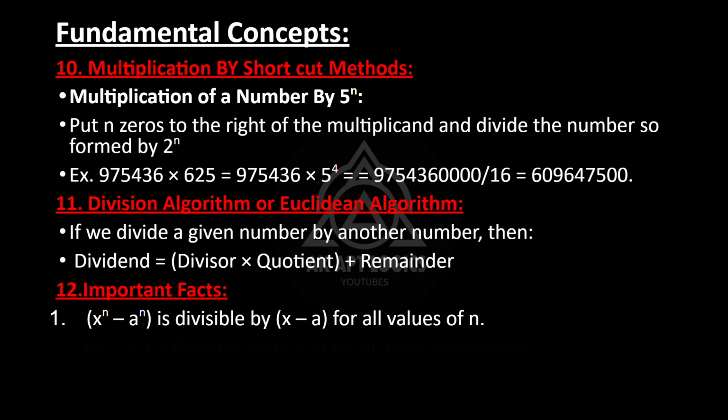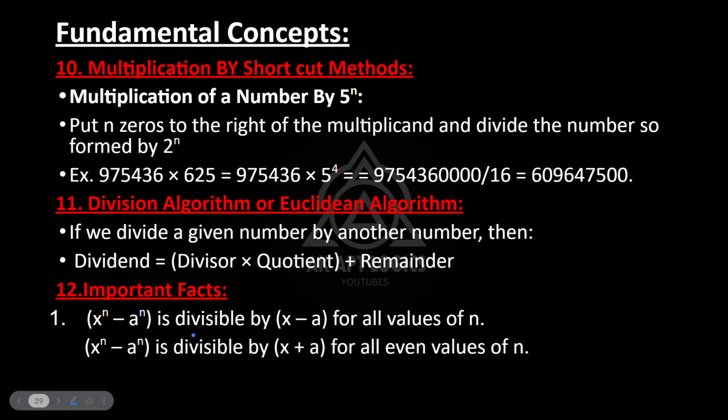The next thing is x power n minus a power n is divisible by x plus a for all even values of n. So if you take 9 again and 5, 9 power, we will take odd first. Odd means we are going to take 1. 9 power 1 is odd, that is 1, right? Minus, you have to do, right?